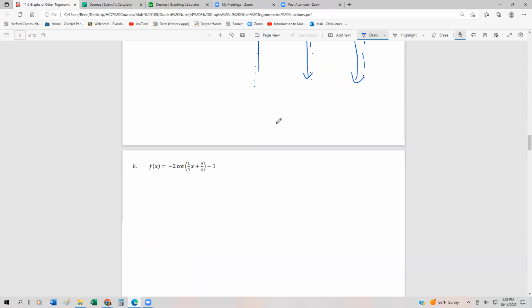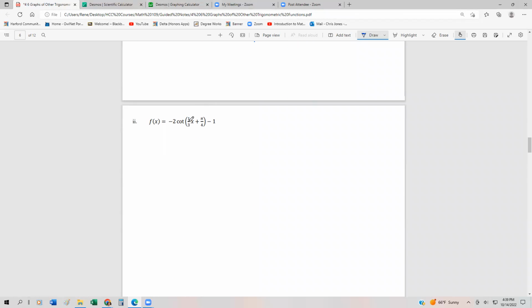Now, a little bit tougher is when we start increasing the complexity of the interior function. So we have negative 2 cotangent of 1/3 x plus pi fourths, minus 1. Again, we're going to set the interior function equal to n pi. So this is 1/3 x plus pi fourths is equal to n pi, and we're going to solve this for x. So I'm going to subtract pi fourths from both sides.